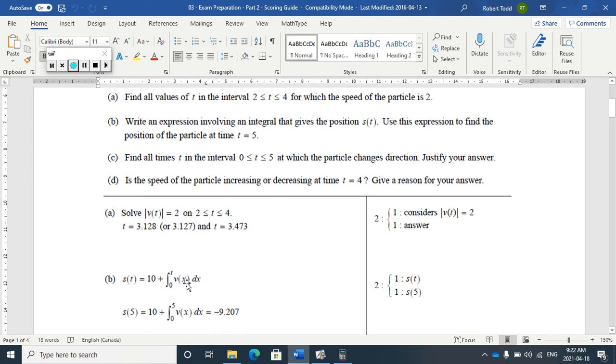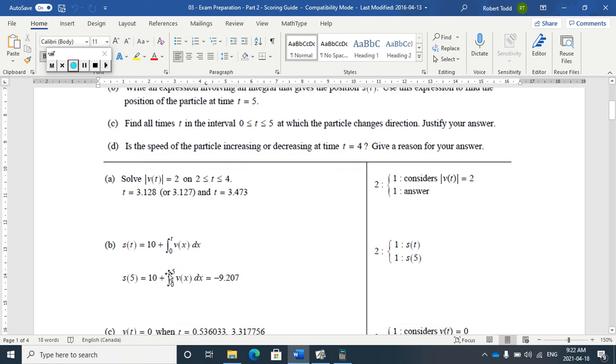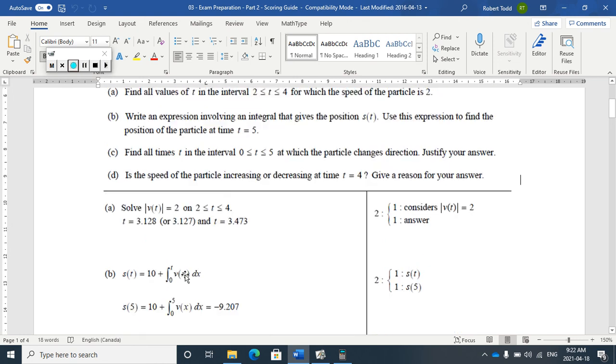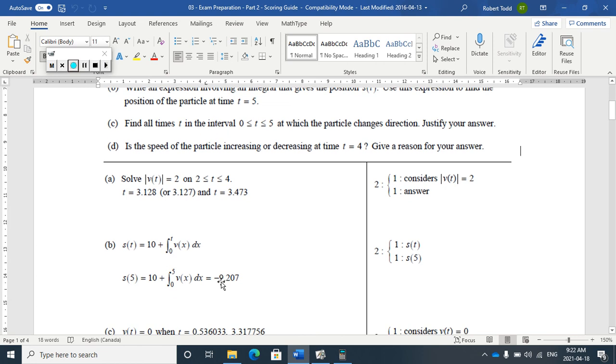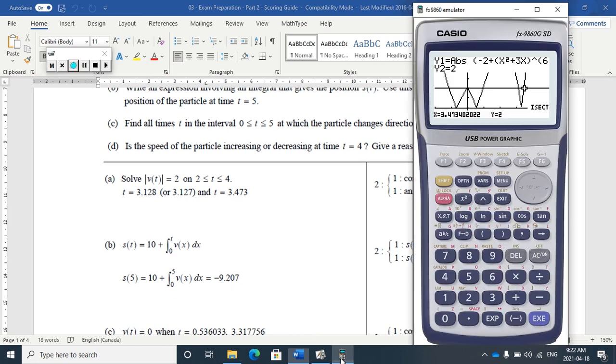So to find the value of s at 5, you see, now we do have a limit of summation. Instead of from 0 to t, we know we're going from 0 to 5. We want to add on velocity pieces from 0 to 5. And then they just wrote the answer there. But to type it in my calculator, I got to go back to the regular menu here.